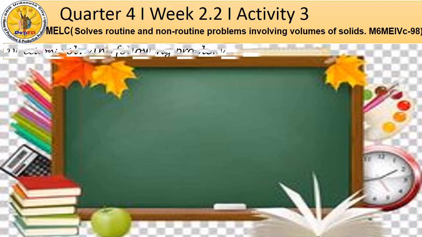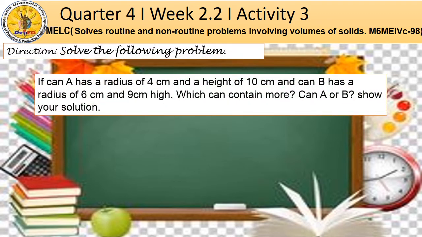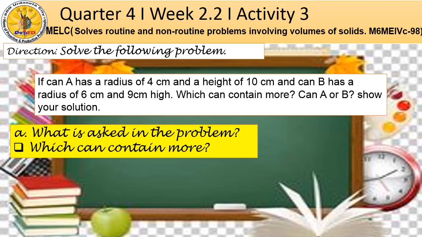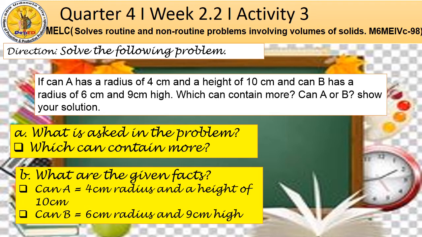For your Activity 3, can A has a radius of 4 centimeters and a height of 10 centimeters, and can B has a radius of 6 centimeters and is 9 centimeters high. Which can contain more? Is it can A or can B? Show your solution. Let's have the steps in problem solving. What is asked in the problem? Which can contain more? And what are the given facts? For can A, there is a 4 centimeter radius and a height of 10 centimeters. And for can B, there is a 6 centimeter radius and 9 centimeters high.